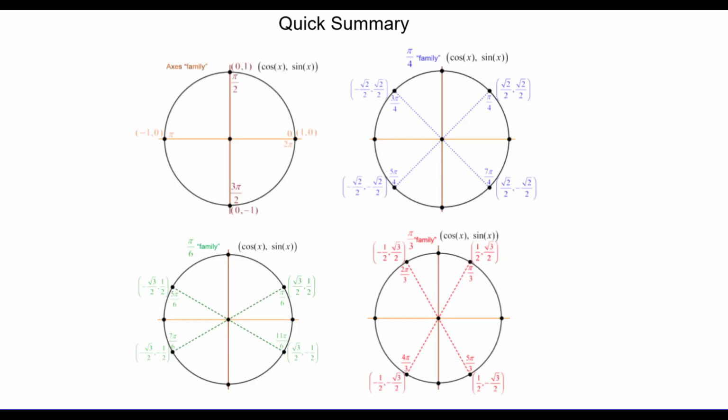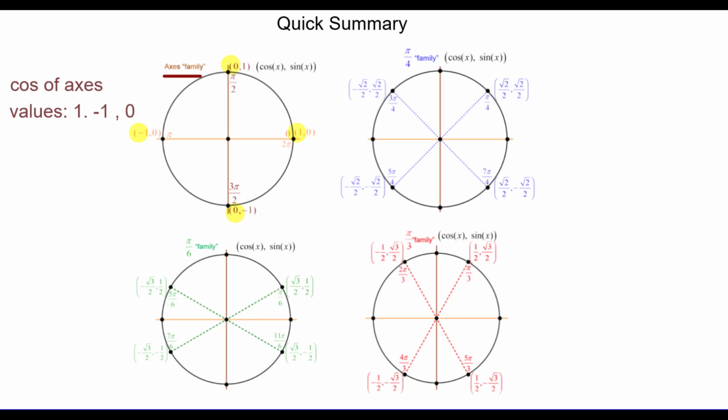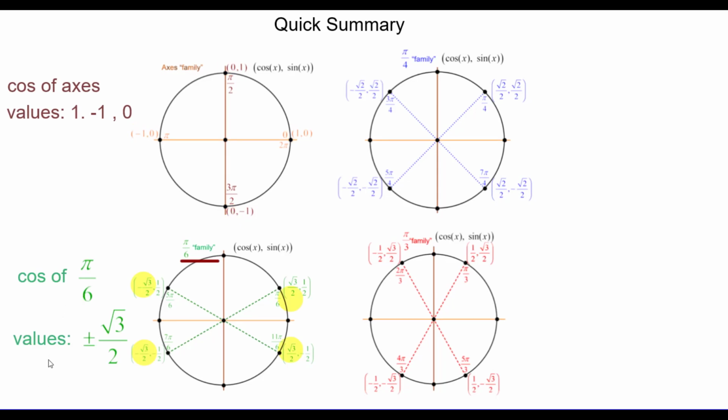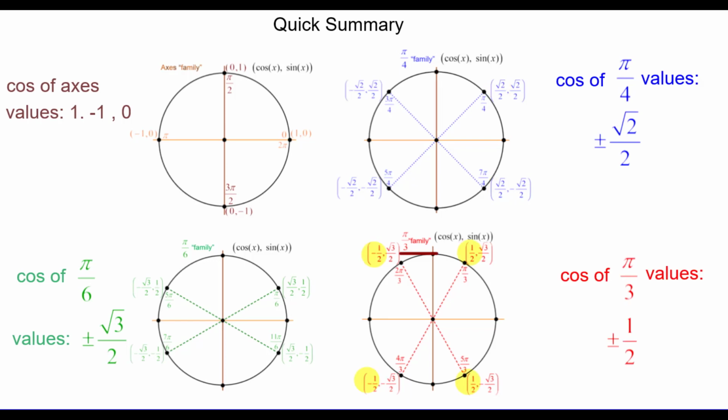A quick summary of those families. Cosine of the axes values you can see are either negative 1, 0, or positive 1. The cosine of pi over 6 values is either positive or negative radical 3 over 2. The cosine of pi over 4 values are either positive or negative radical 2 over 2. And the cosine of the pi over 3 values are either positive or negative 1/2, depending upon the quadrant. Press pause, resume when you're ready.